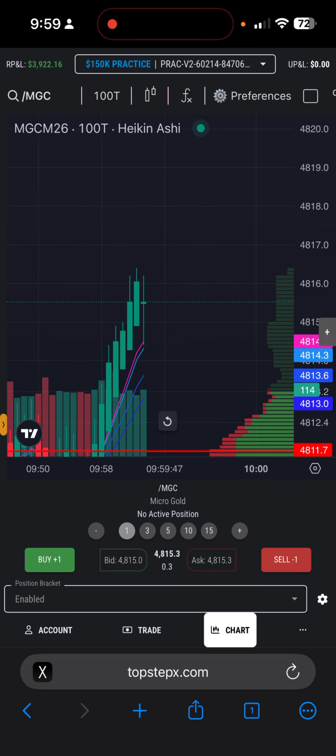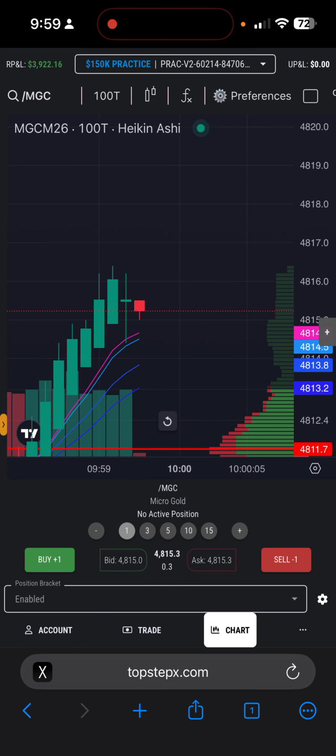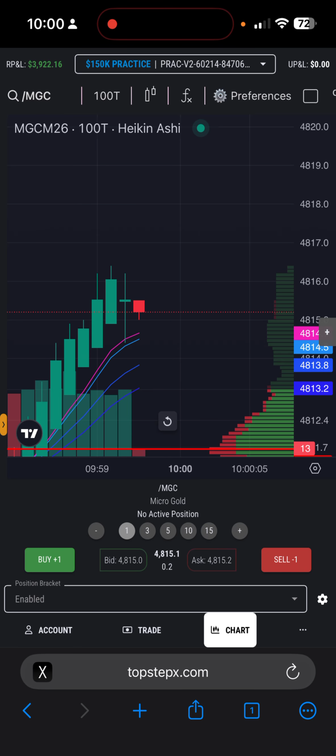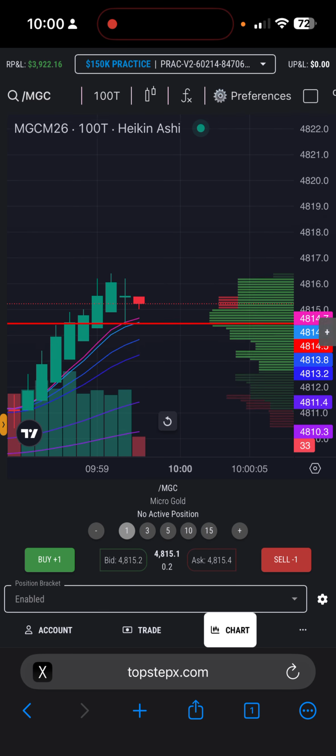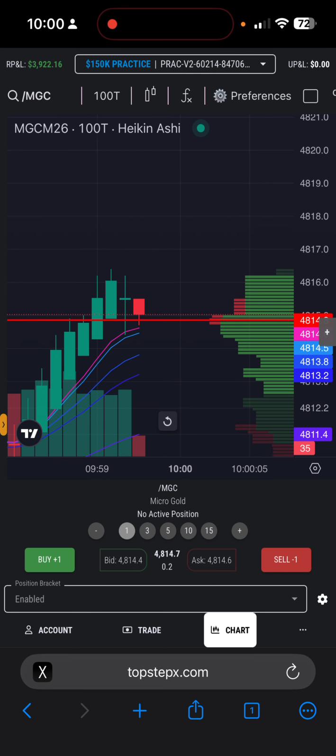So here we go, we get this pullback. Now we've got to see what's going to happen. Are we going to get the bounce? If we get the bounce, we're going to go long. If we break that level right there, we're going to go short. That's the strategy. So we broke the level.